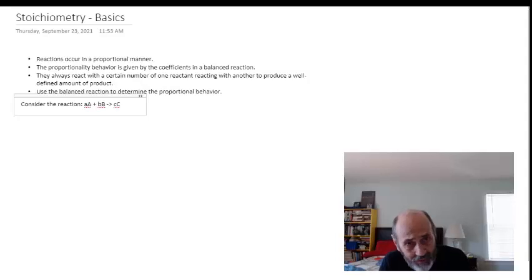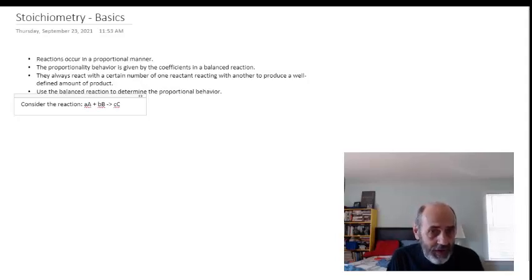First off, what is stoichiometry? Well, it's just the way that substances react. What you find out is that reactions occur in a proportional manner. That simply means that a fixed amount of this will produce a well-known amount of product. So the proportional behavior is given by our balanced reaction.